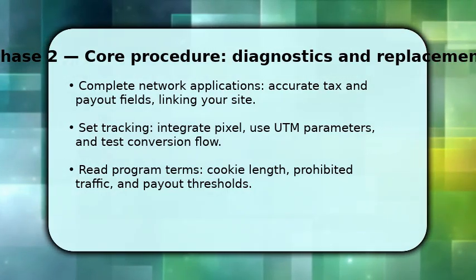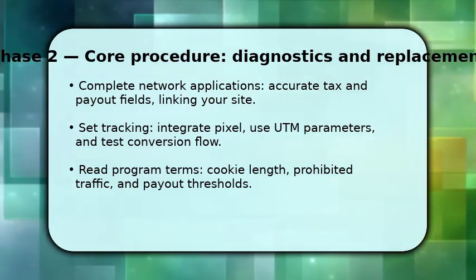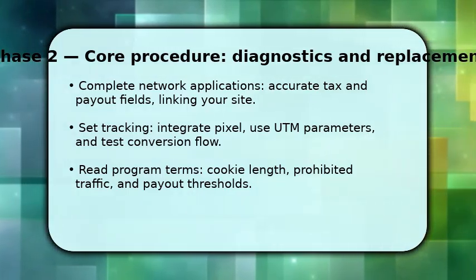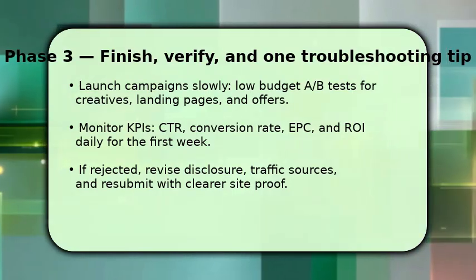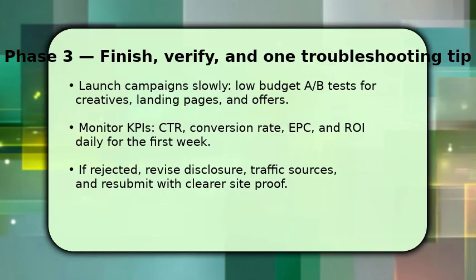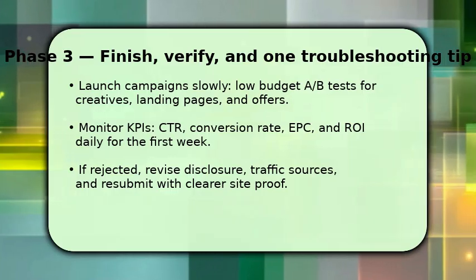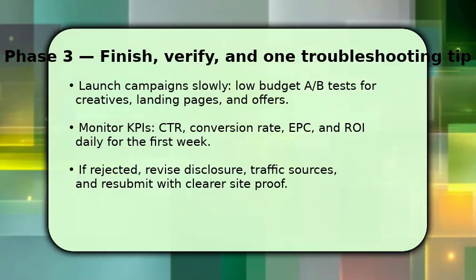Also, read each program's terms closely. Cookie length and traffic rules affect earnings and compliance, so adjust campaigns accordingly. Finally, launch with controlled tests and measure performance immediately. You want data before scaling. Track CTR, conversion rate, earnings per click, and ROI. Once you see a winner, increase spend gradually.